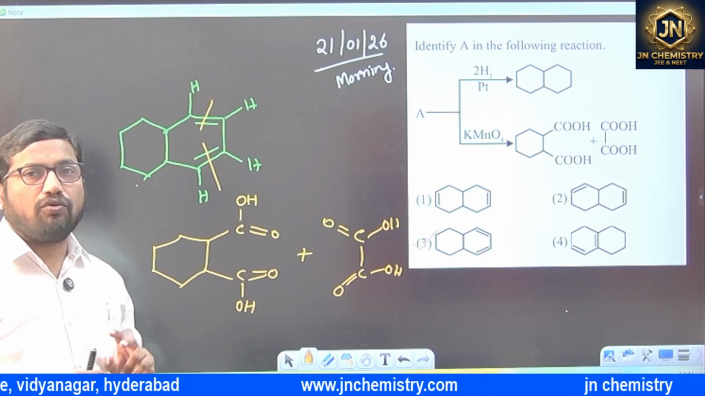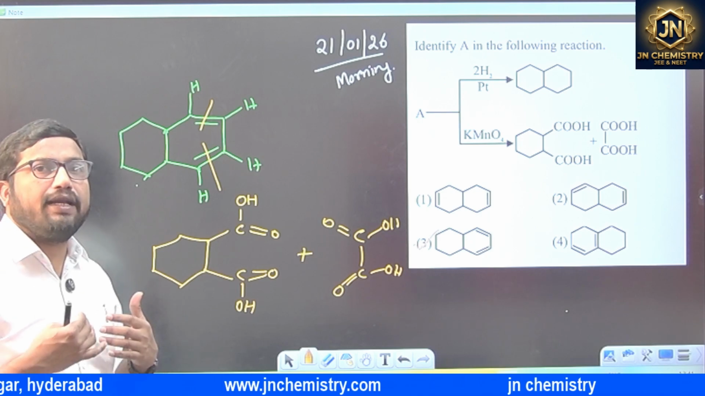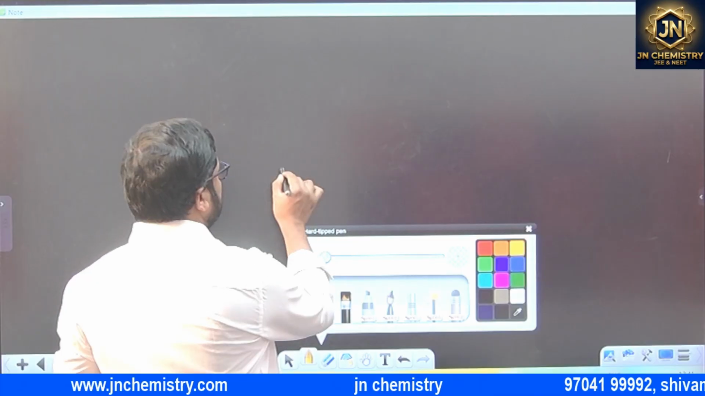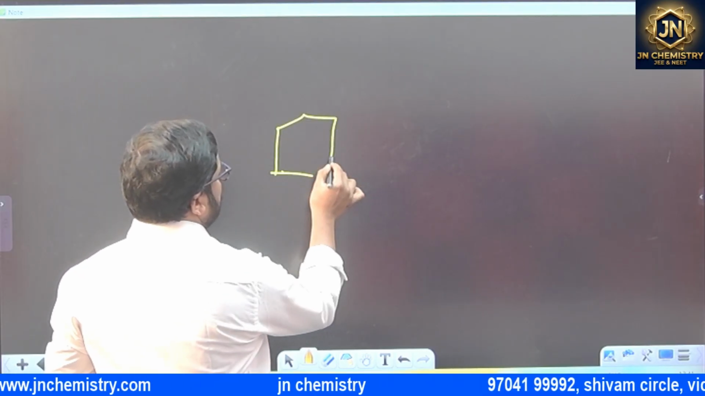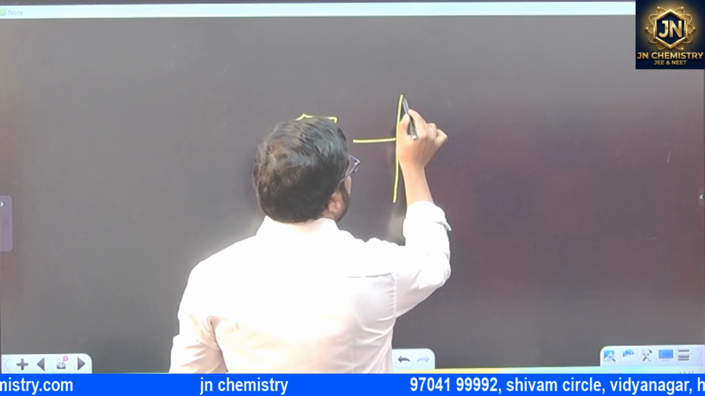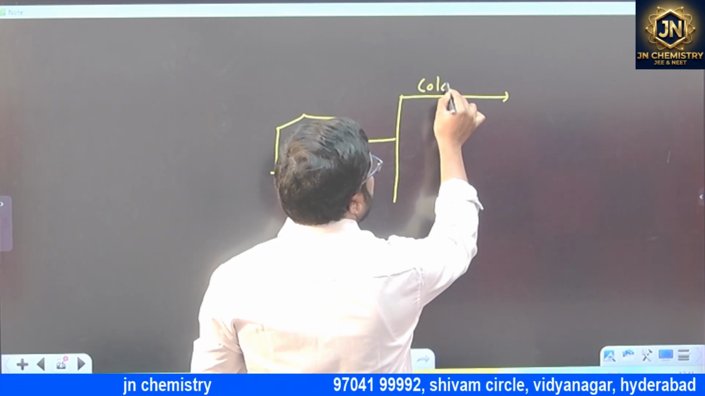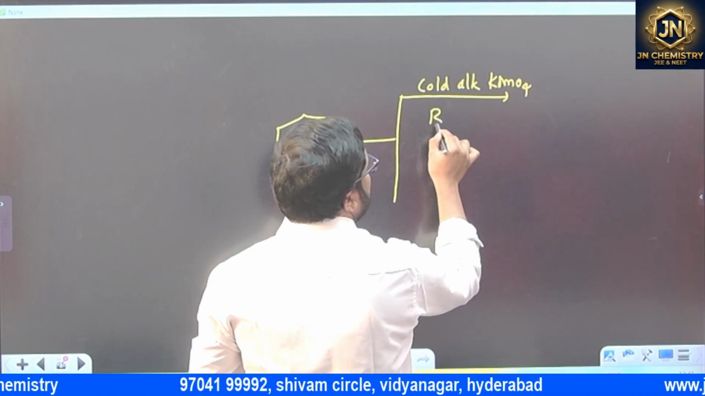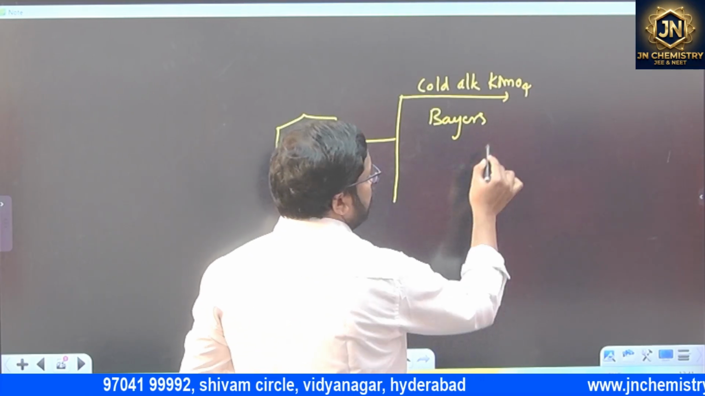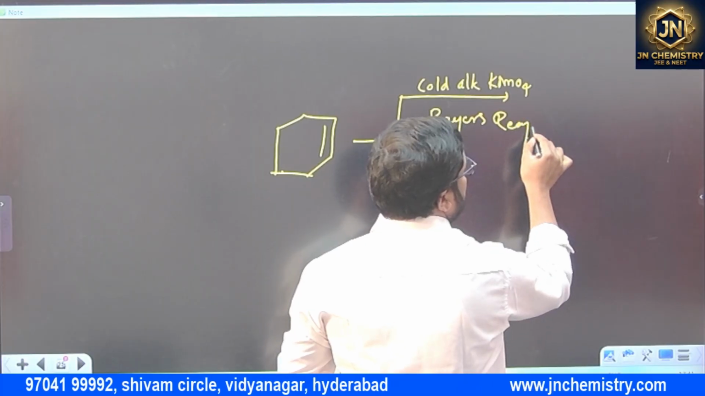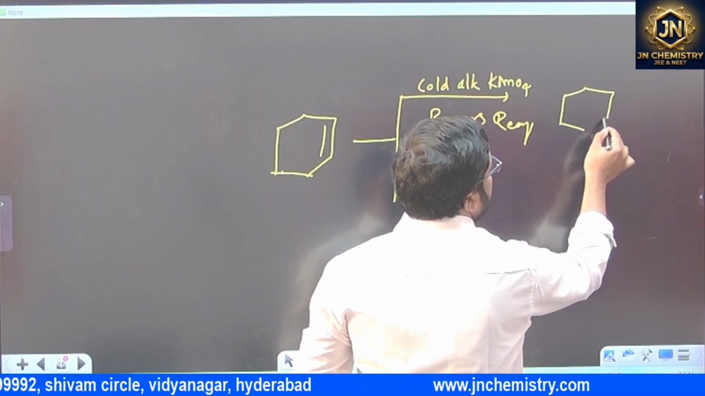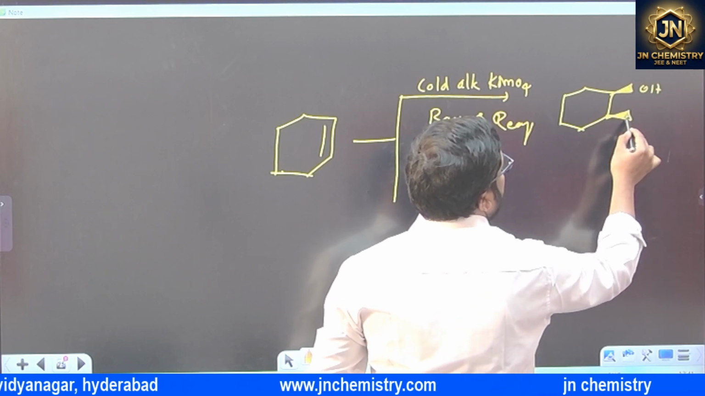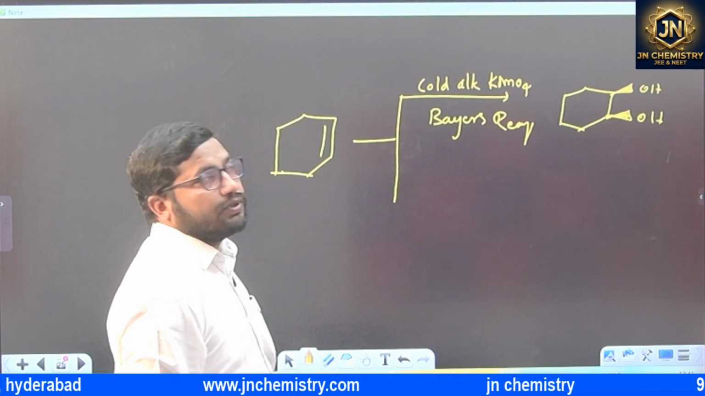Here once again I am telling about KMnO4. KMnO4 is of 2 types. Cold alkaline KMnO4, that is called Baeyer's reagent. For example, I will try to give you one more example. Cold alkaline KMnO4, Baeyer's reagent. Syn hydroxylation takes place. Means what? Same side, 2 OH groups are adding.